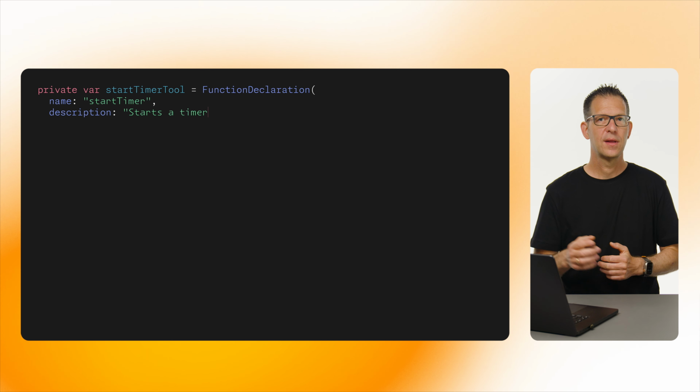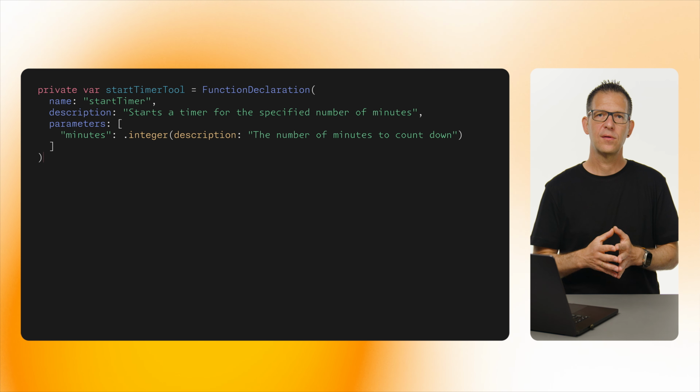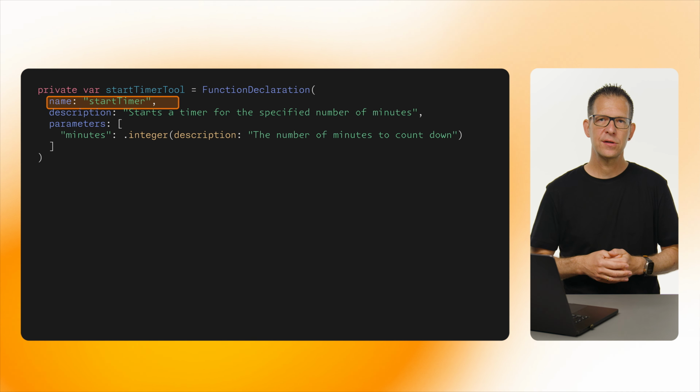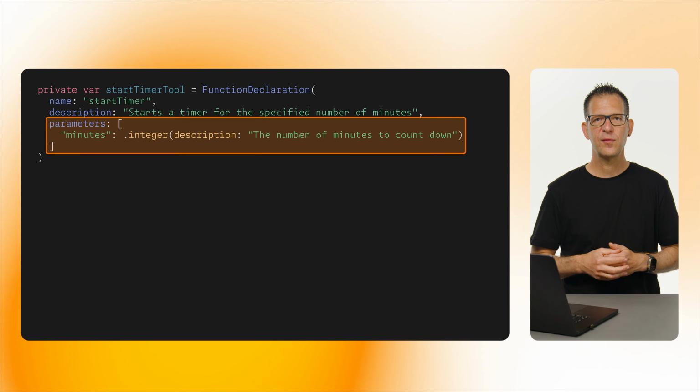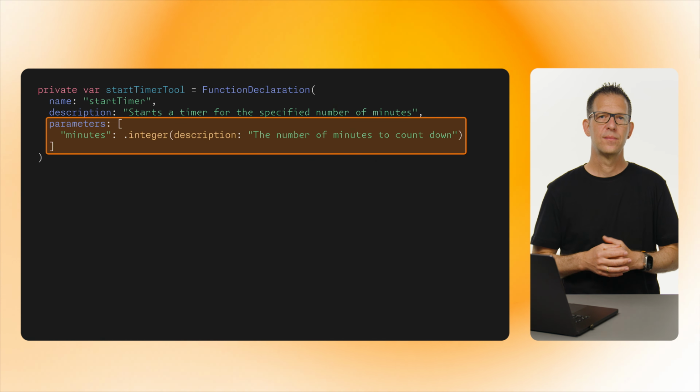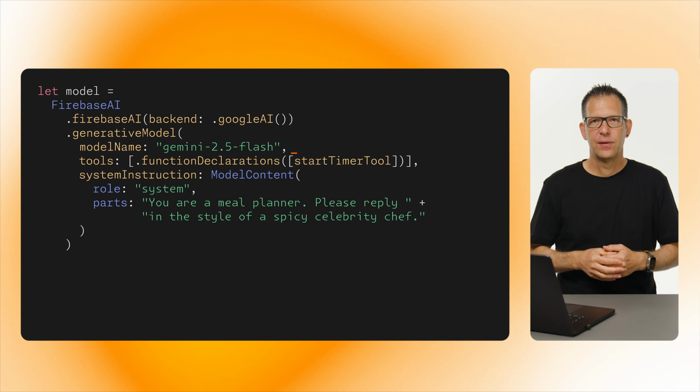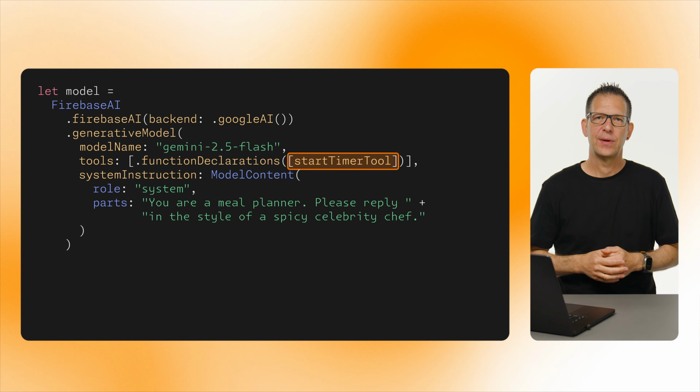To make the model aware of the start timer function, we need to register it with the model. But first, we need to describe the function to the model using a function declaration. A function declaration consists of the name of the function, a description of what it does, and a list of parameters that the function expects. Using good names and providing meaningful descriptions is key for helping the model understand if and how it can use the functions you provide to it. Using the tools parameter, we can now register the start timer function as a tool. You can register one or many tools when you set up the model.